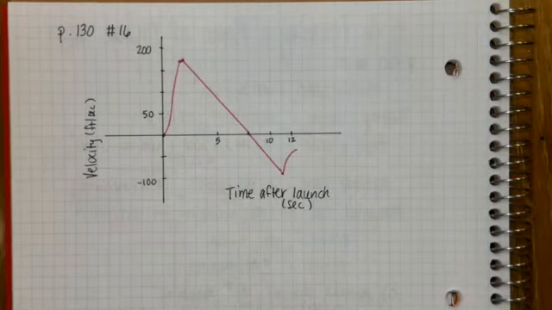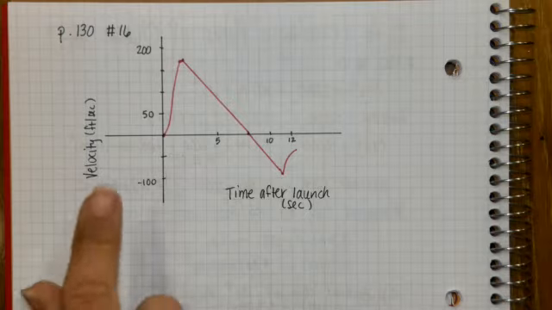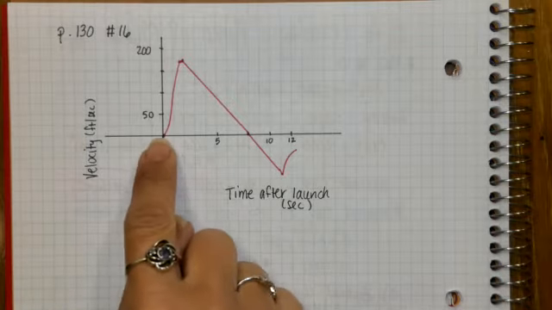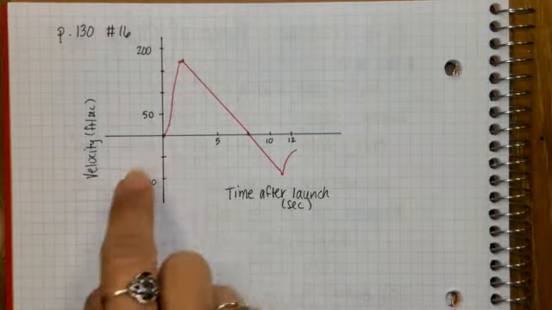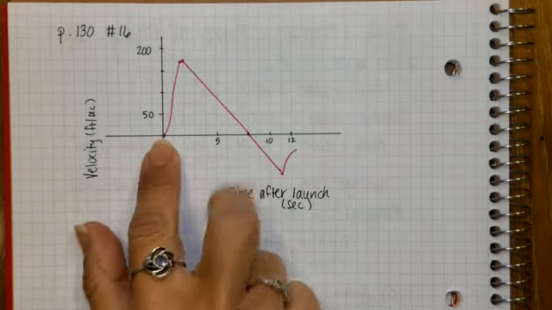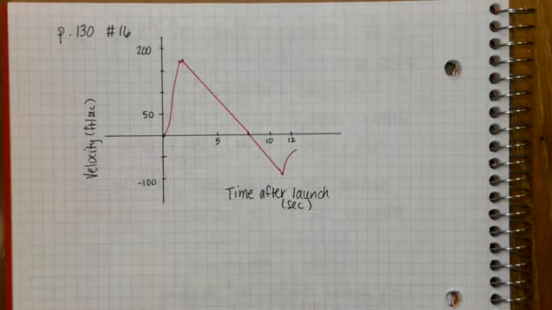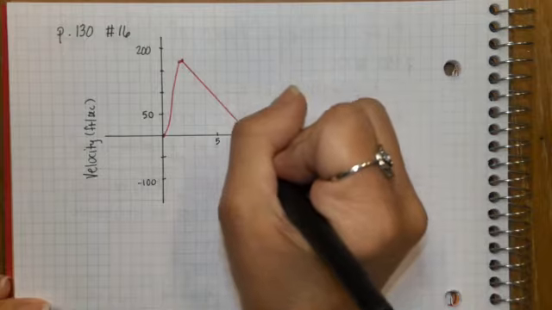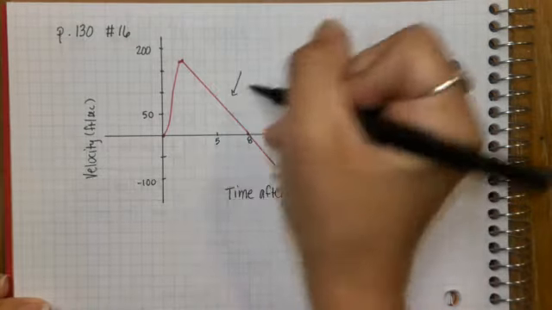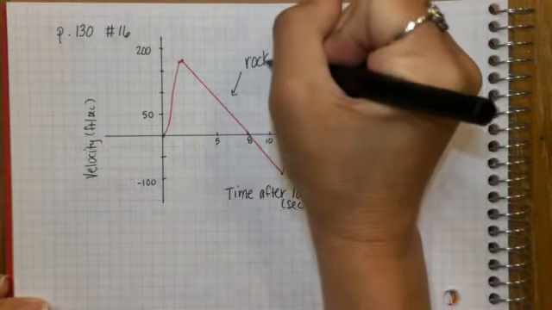We're going to take a look at page 130, number 16. Go ahead and sketch a graph in your notes. Let's interpret the graph before we answer any questions. The velocity is positive from 0 to, it looks like 8 seconds. The rocket is climbing.